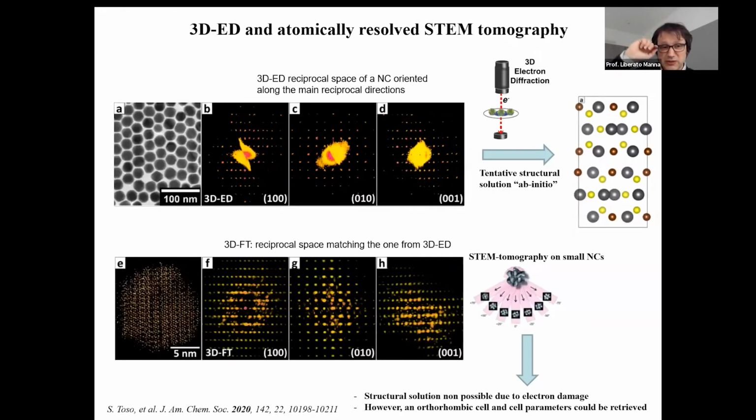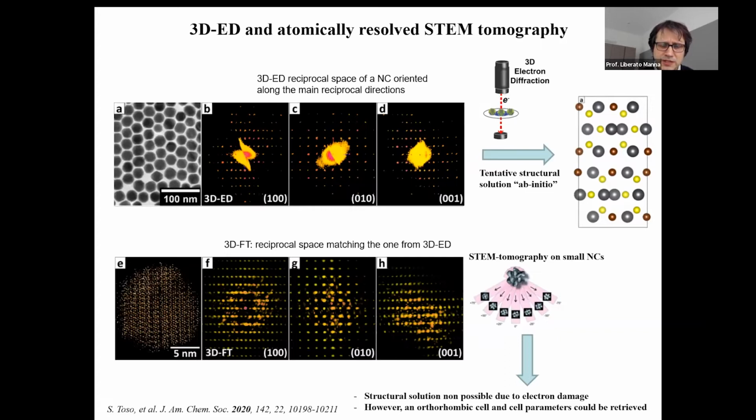So to figure out the crystal structure of this material, to actually identify the position of the atoms, we had to resort to 3D electron diffraction on a single nanocrystal. This is a very complex and elaborate way of solving crystal structures. And this gave us some tentative ab initio solution. This was done with the group of Mauro Gemmi in Pisa.